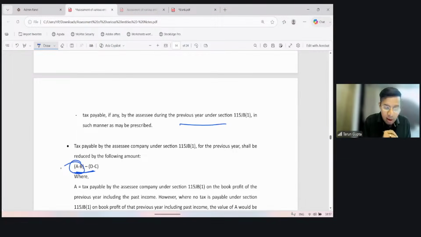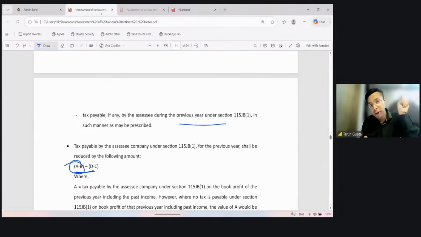Meaning, A means the MAT on book profit including the past year income. B means MAT on book profit excluding the past year income. So it gives you the MAT in the current year on the past year income. From this amount, you will reduce the MAT which was payable in the past year had this income been included there, minus the MAT which you actually paid in the past year. So whatever excess amount you are paying now as MAT shall be reduced. So this will help you.